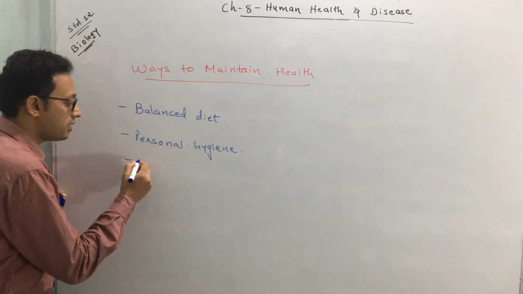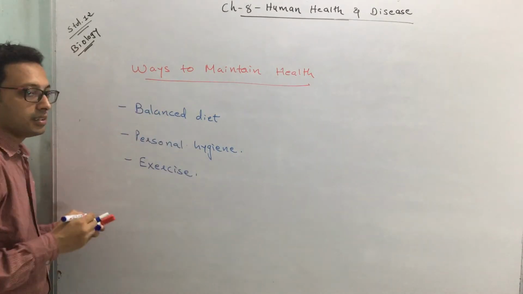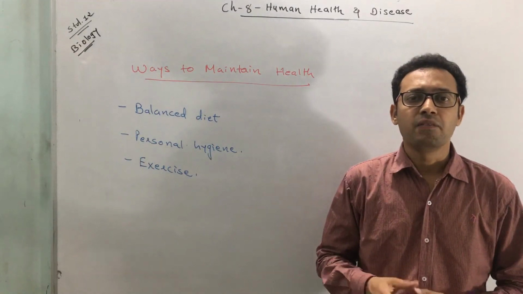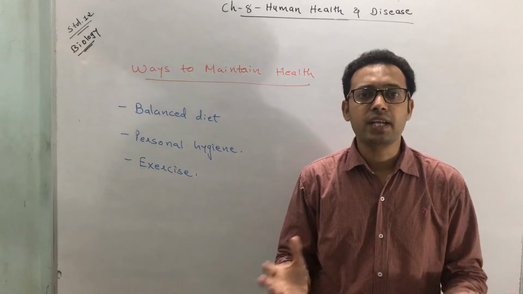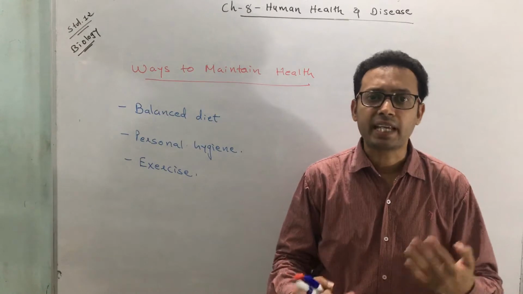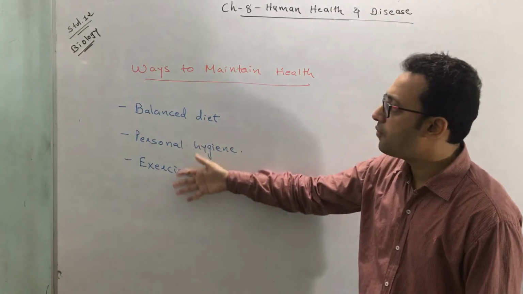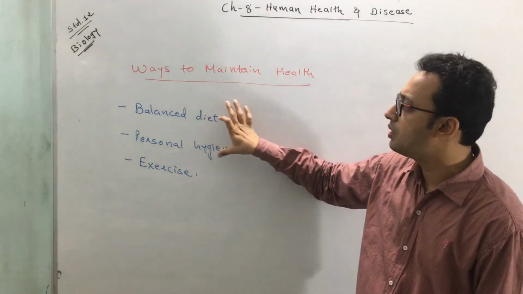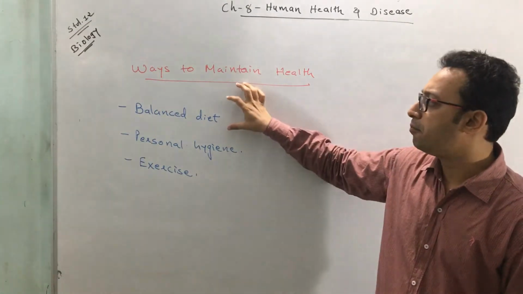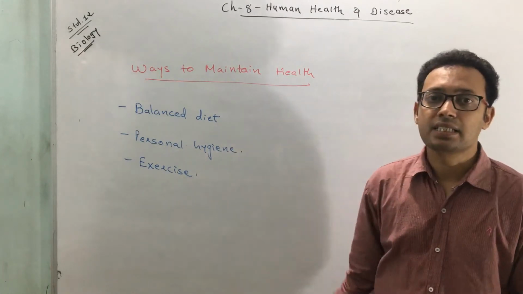And last, it is exercise. This has an important role, because in this modern era, most of our people have a sedentary lifestyle. We don't have to do much mechanical work. So that's why exercise is necessary. If you want to maintain your health in good condition, these are the three basic ways by which you can maintain it: with the help of a balanced diet, by maintaining personal hygiene, and by exercise.